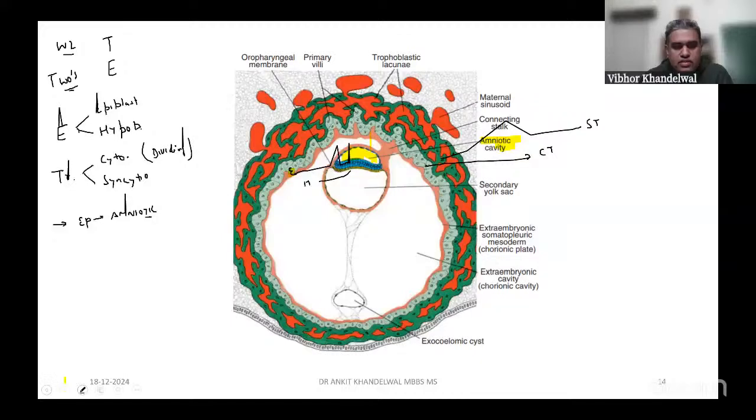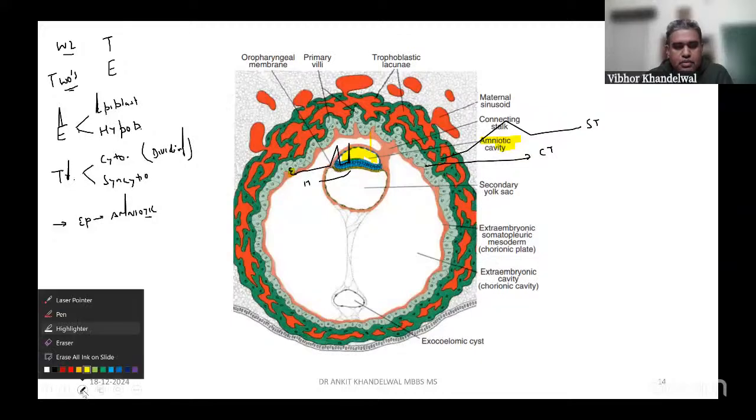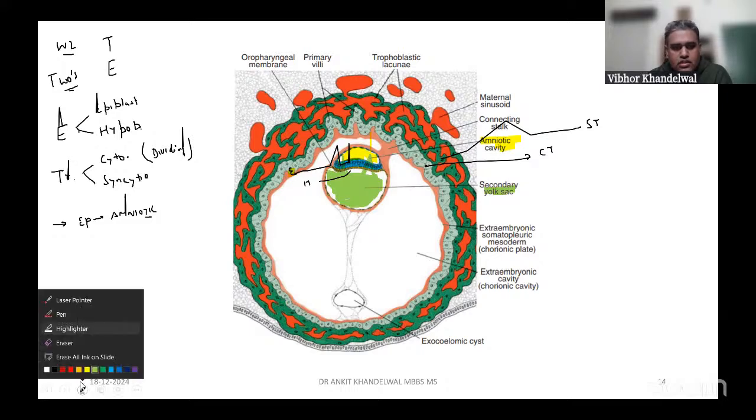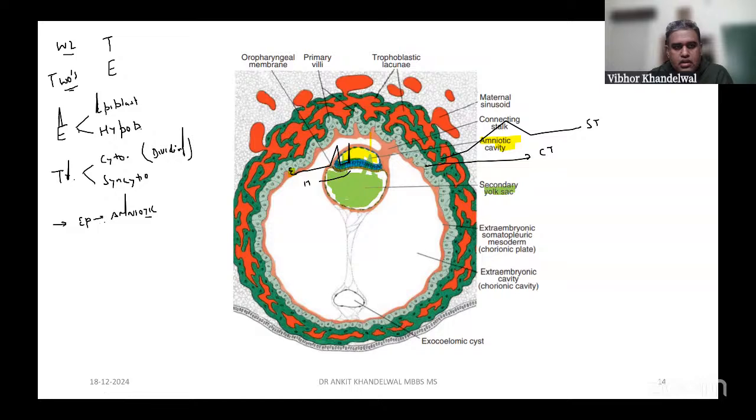And similarly, there's one more cavity below the hypoblast, known as the yolk sac. So this cavity over here is the yolk sac. So two cavities are also formed: the amniotic cavity and the yolk sac. The amniotic cavity is above the epiblast and the yolk sac is below the hypoblast. I hope the point is clear. For the hypoblast, you have the yolk sac. This is all occurring in week 2.